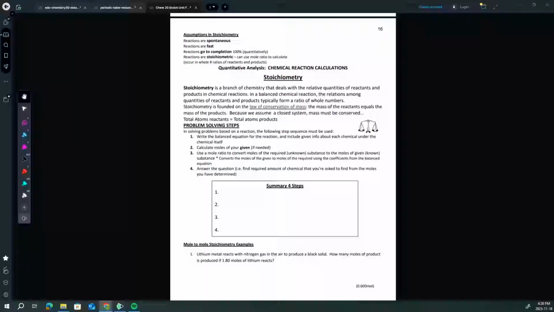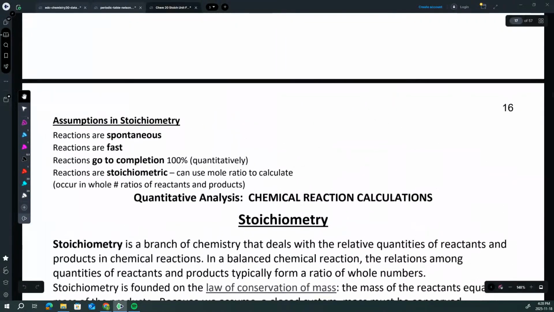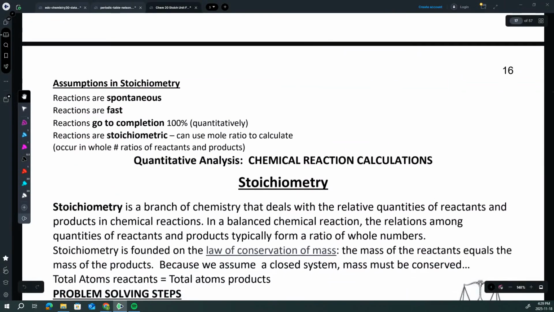All right, now that we have reviewed our 5 general reaction types, we're going to get into stoichiometry and how we can make predictions based off of our calculations that we'll be making in this section here. So some assumptions that you should know that we'll be making before we get into our calculations is that we will be assuming that reactions are spontaneous.